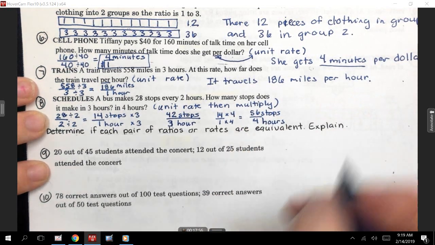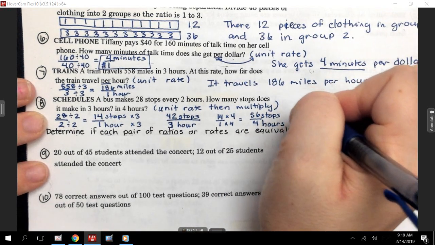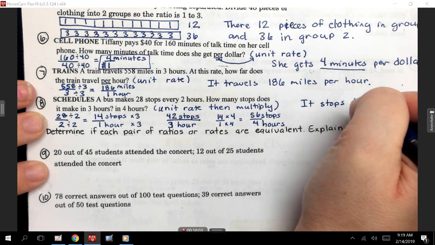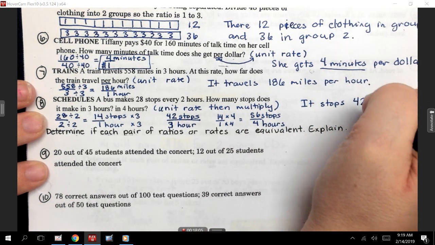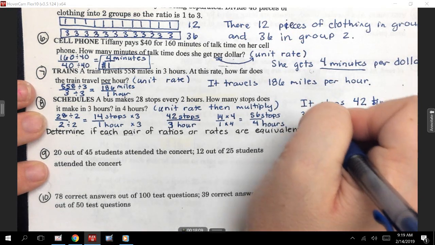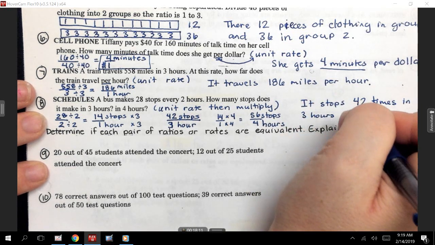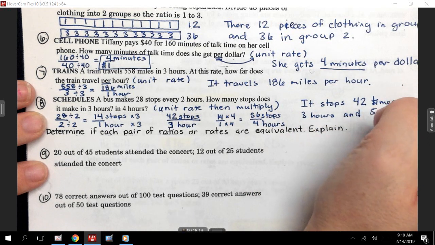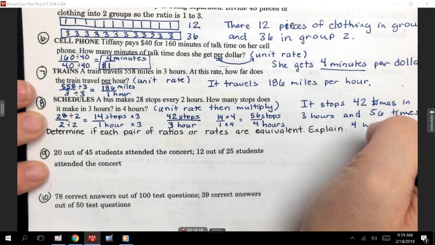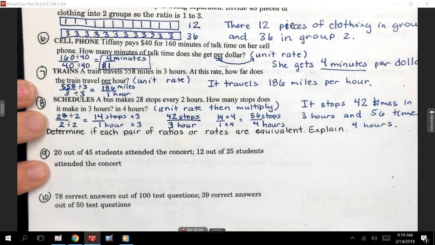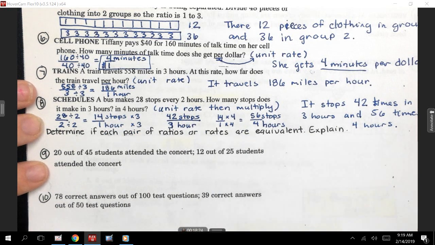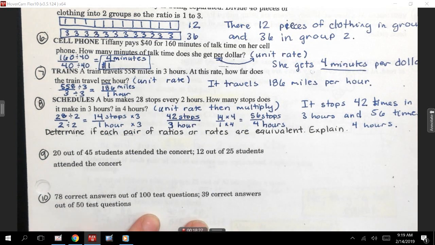hours. So it stops 42 times, or 42 stops in 3 hours, and 56 times in 4 hours. Again, just writing that sentence out. Again, guys, this is where you're going to get your main points from the work. That sentence is 1 or 2 points on each time, okay? All right.